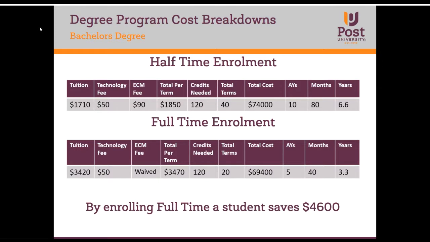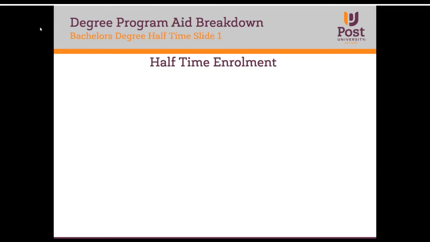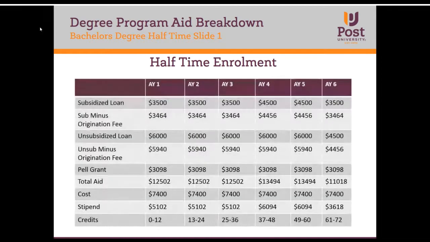So you save about $4,600 by attending full-time with those waived ECM fees. So what does half-time enrollment look like? Well, half-time enrollment doesn't quite fit on one screen for a bachelor's degree, so we got 2 slides. As you can see, across the top, those loan amounts increase. But as you get to academic year 6, they go down. Your subsidized and unsubsidized loans go down.